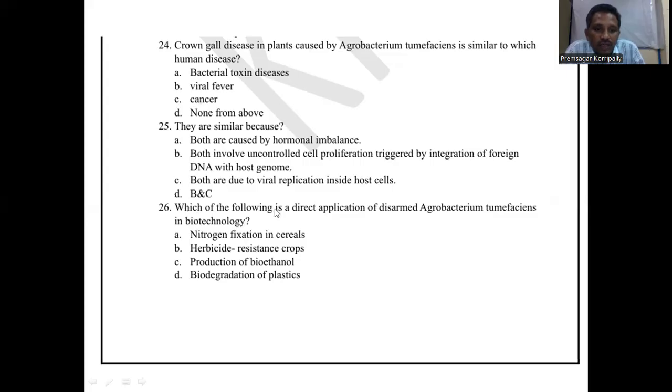26. Which of the following is a direct application of disarmed Agrobacterium tumefaciens in biotechnology? Nitrogen fixation in cereals, herbicide resistant crops, production of bioethanol, or biodegradation of plastics. The most relevant answer for this question is herbicide resistant crops.